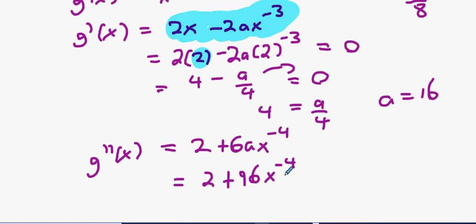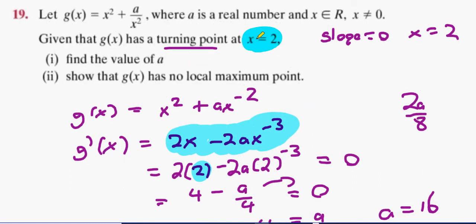Now, what's guaranteed about x to the minus 4? X to the minus 4 is always going to be positive no matter what x value you use anyway. Not that even matters, because you only have to prove that it's positive when x equals 2, because it says specifically that the turning point takes place at x equals 2.